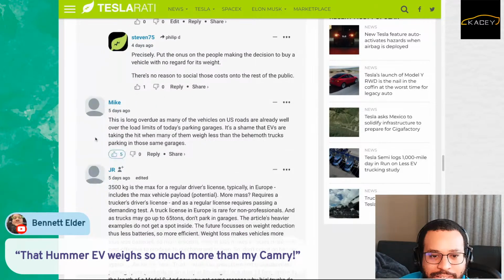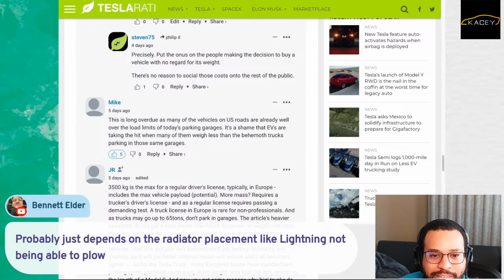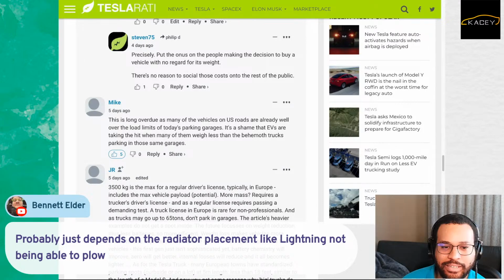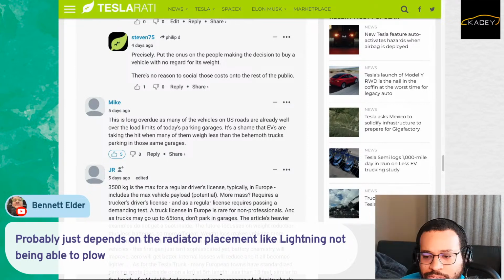And Bennett says, probably just depends on the radiator placement, like lightning not being able to plow. Yeah, exactly like that. You don't want to be able to keep it cool while you're working the motors at full torque. And I didn't know that the Lightning couldn't plow. Can it do the reverse plow, the tow hitch plow on the back? That's interesting right there.